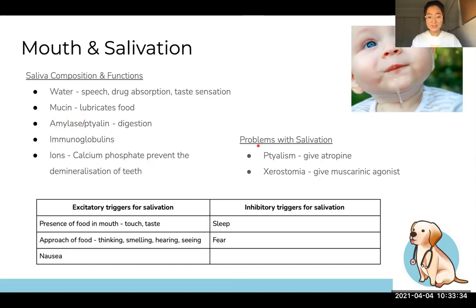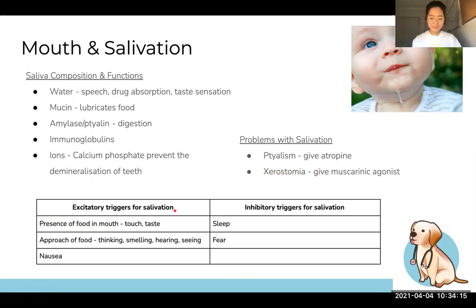In terms of salivation, if we have problems with it, you can have ptyalism, where you have too much saliva being produced, in which case you give them atropine, which is a muscarinic antagonist. Would have quizzed you guys on this, but obviously this is a recording, so I can't really do that. If you think muscarinic antagonist, that's going to go against the parasympathetic nervous system, so that's going to decrease saliva production. And xerostomia is the opposite, where you don't have enough saliva being produced. So you give them a muscarinic agonist to try and enhance the salivation process.